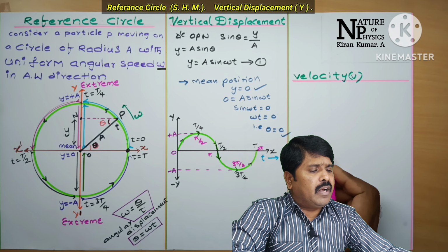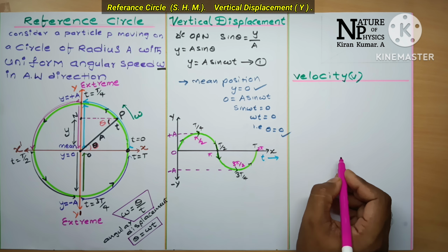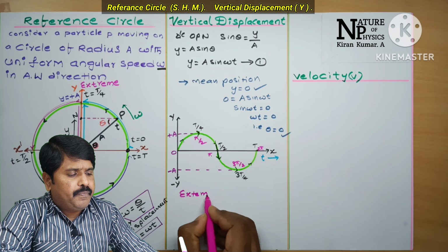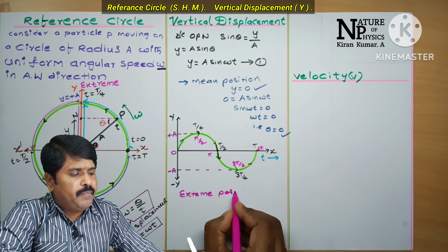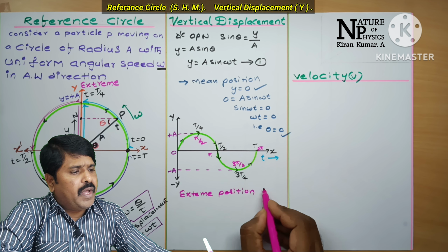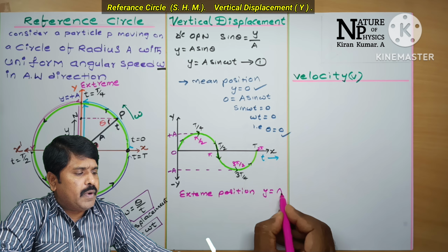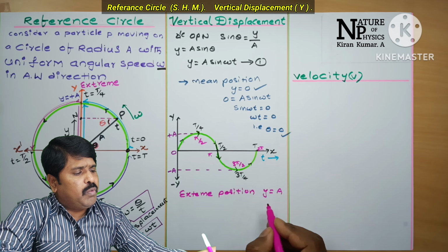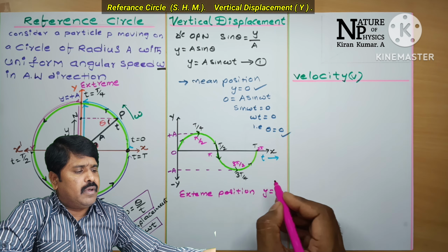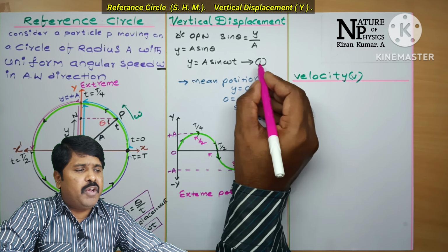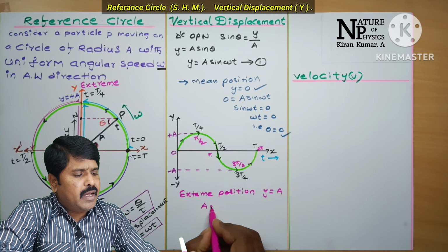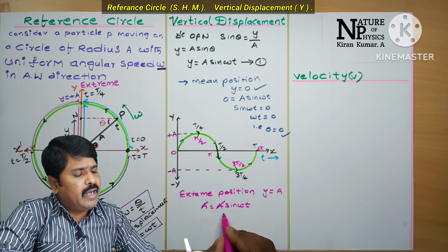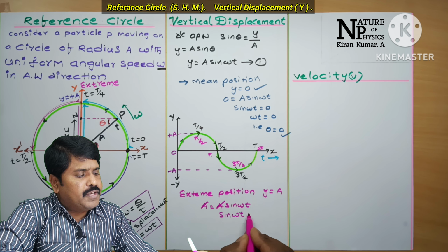Okay, and then continuing the derivation, I am going to explain the extreme position. See there, at the extreme position, y is equal to a, plus or minus we can write. Next, replacing this value in equation 1, that is a is equal to a sin omega t. So a gets cancelled, and sin omega t is equal to 1.